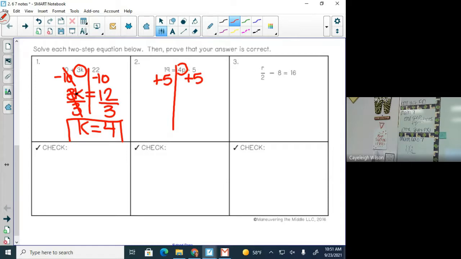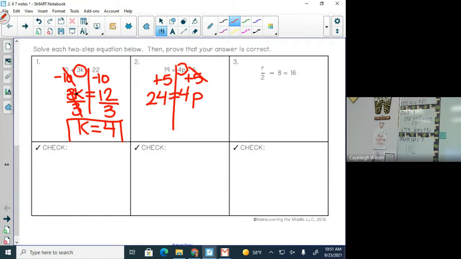So this is negative 5 plus 5, which is 0. So I'm just left with 4p over there. And 19 plus 5 is 24. And now it's back to a one-step equation.